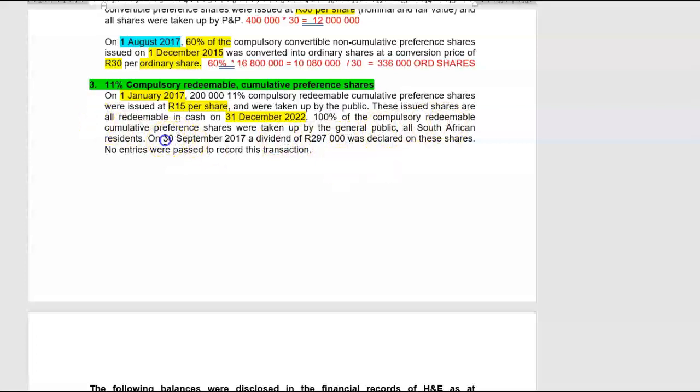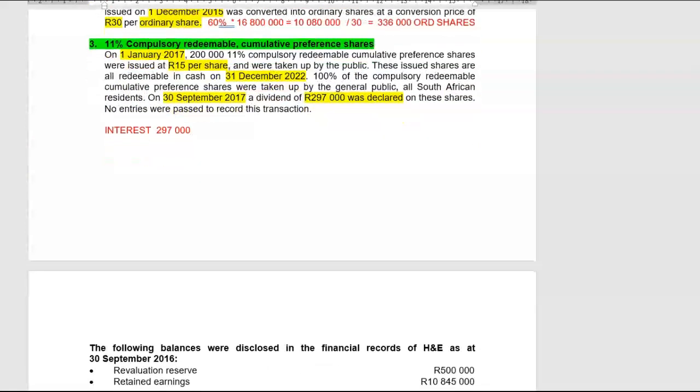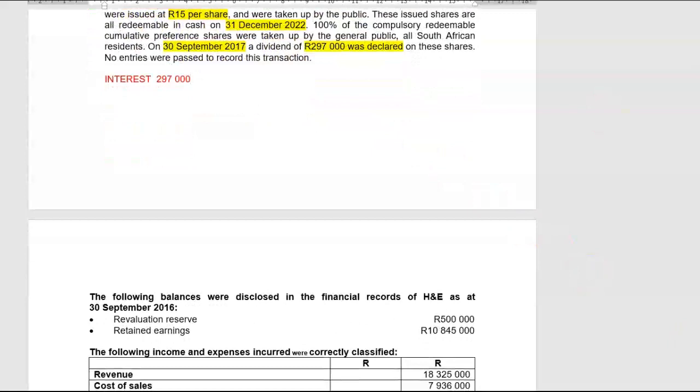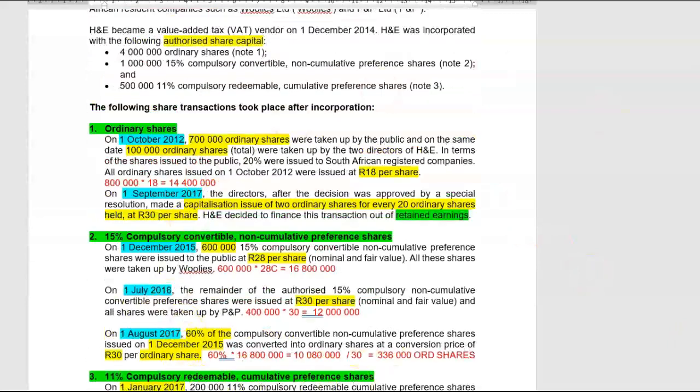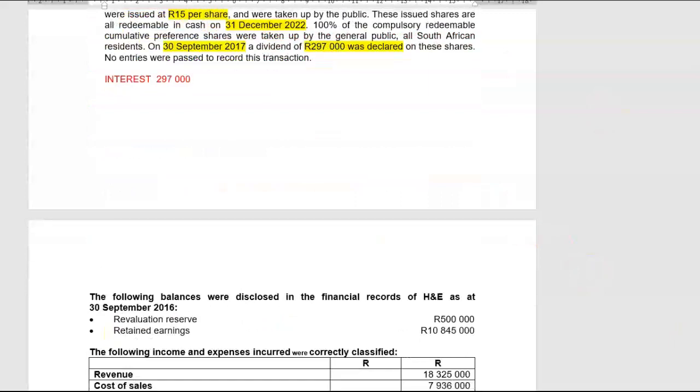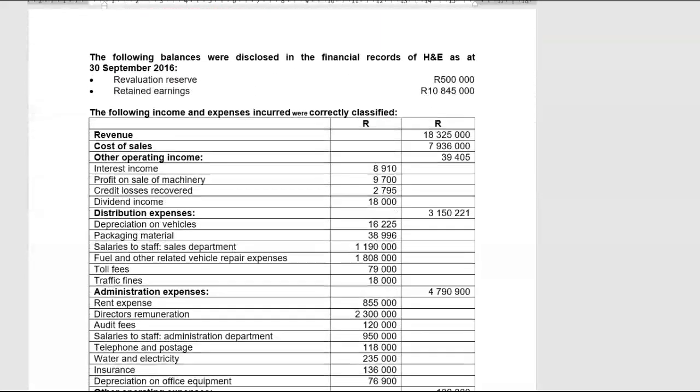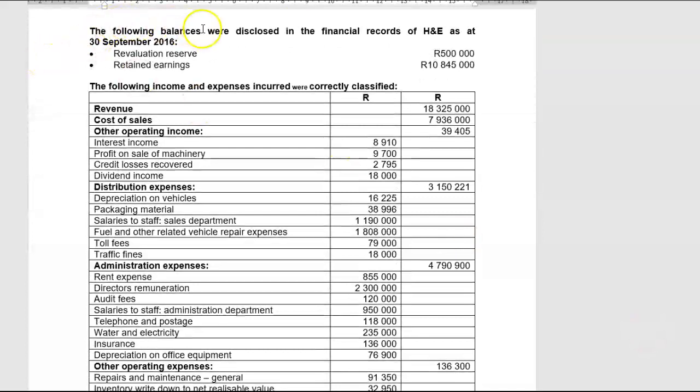On 30 September 2017, year end, a dividend of 297,000 was declared for these shares. So they give you the dividend, you do not have to prove them wrong and to rework that. But what is this dividend now? This dividend is interest. So in your income statement, you have to make sure that you have provided for that interest of 297,000. Compulsory redeemable cumulative pref shares is not equity, and if you did show it in your statement of changes in equity, -2 marks on the spot.